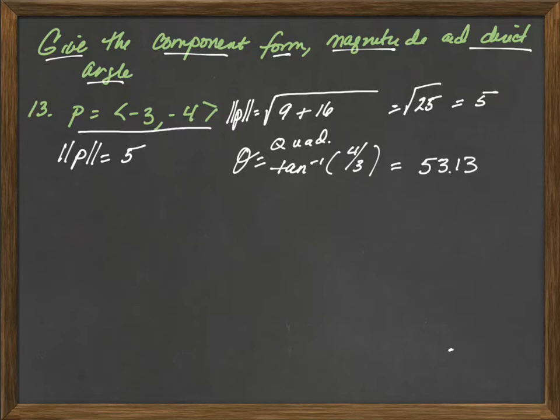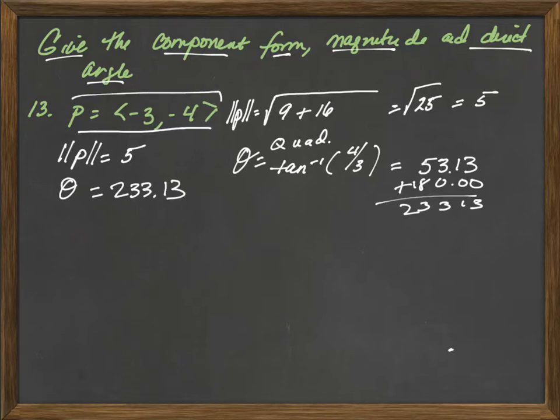Now, 53.13 is not your answer because we said it was in quadrant 3. So we're in quadrant 1, we have to add 180 degrees. So 233.13, so theta is equal to 233.13, the directional angle. So those are what you would put in your boxes. All right, let's go into number 14.